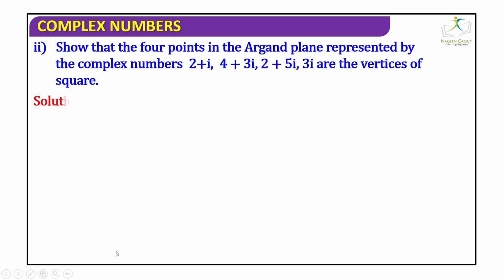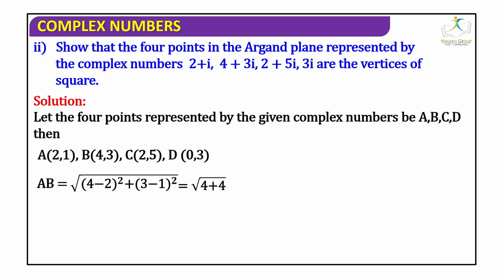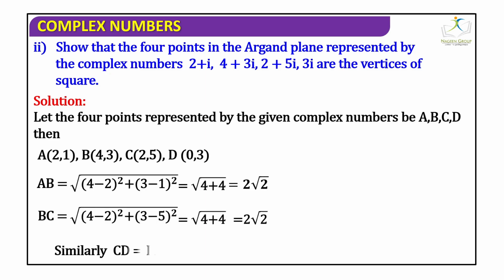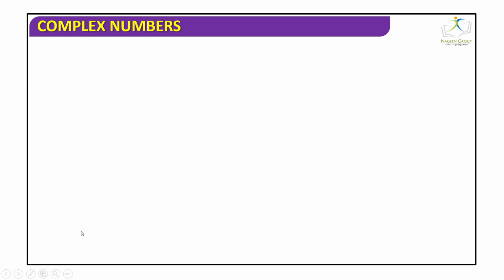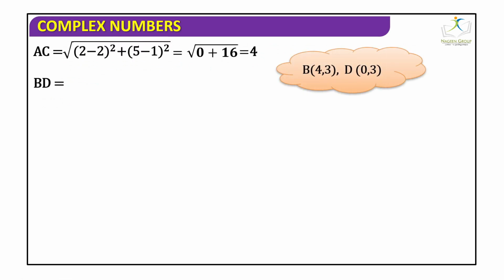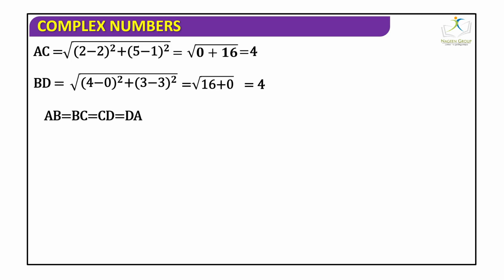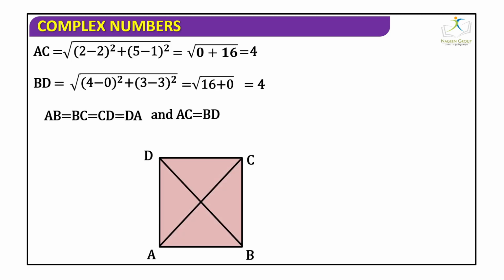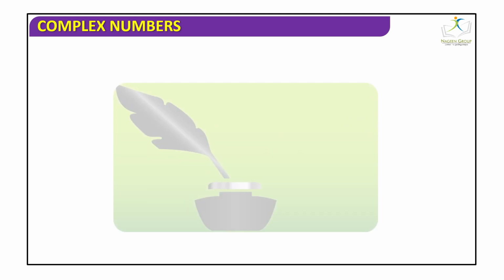which implies it is a rhombus. Next is to show that the 4 points in the Argand plane represented by the complex numbers are the vertices of a square. So students, you all know that to prove a square, we need to find out the distances AB, BC, CD, DA. All distances are coming equal to 2 root 2, right? Now here the diagonals AC and then we find out BD. Now from this all we say these are all equal, which implies these are the vertices of a square.